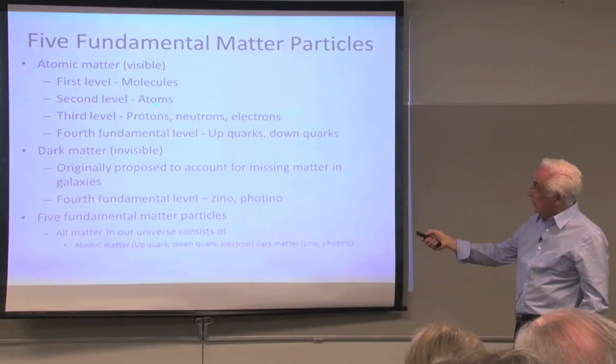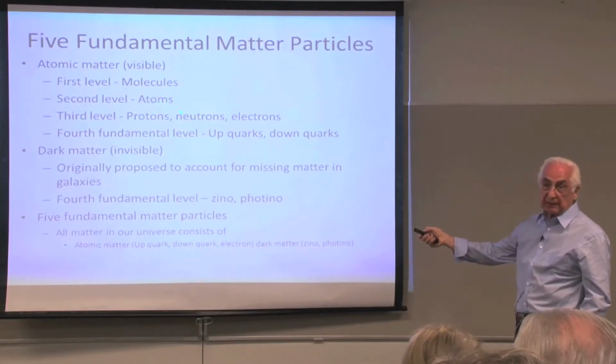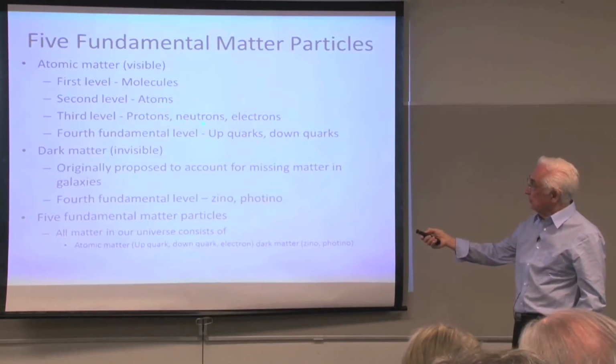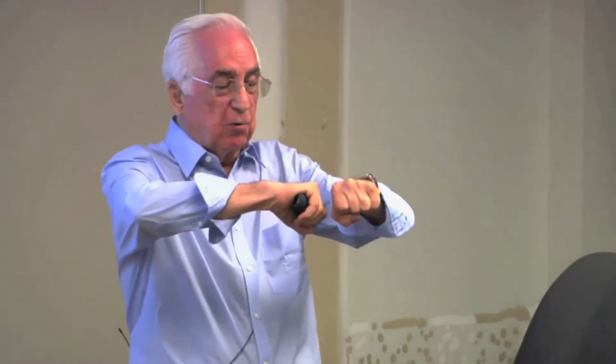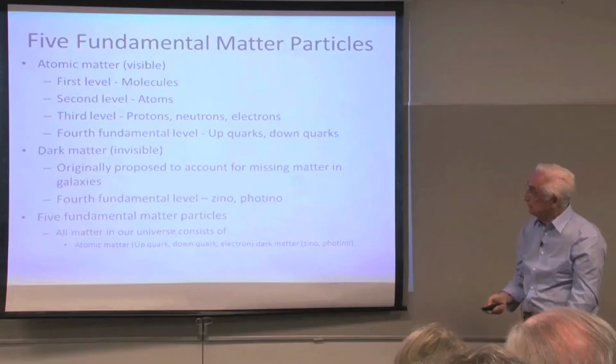At the third level, we can take the atoms and break them up into their constituent parts, which are protons, neutrons, and electrons. The protons and neutrons are in the center of the atom, and the electron is in orbit about the nucleus. So a hydrogen atom has 1 proton in the center and 1 electron in orbit about it. The helium atom has 2 protons, 2 neutrons in the nucleus, and there are 2 electrons in orbit.